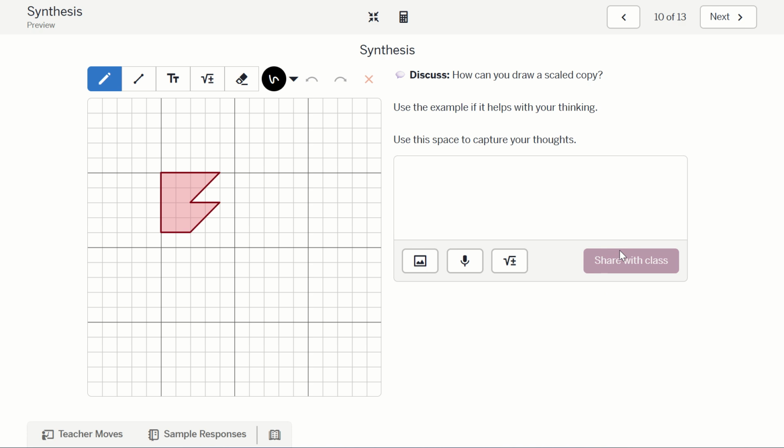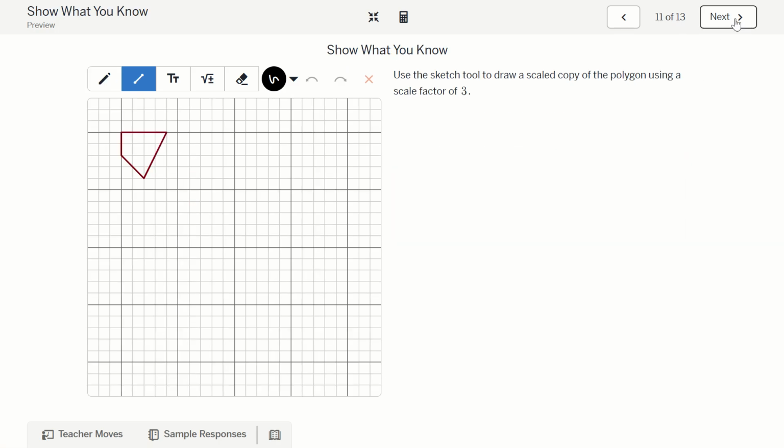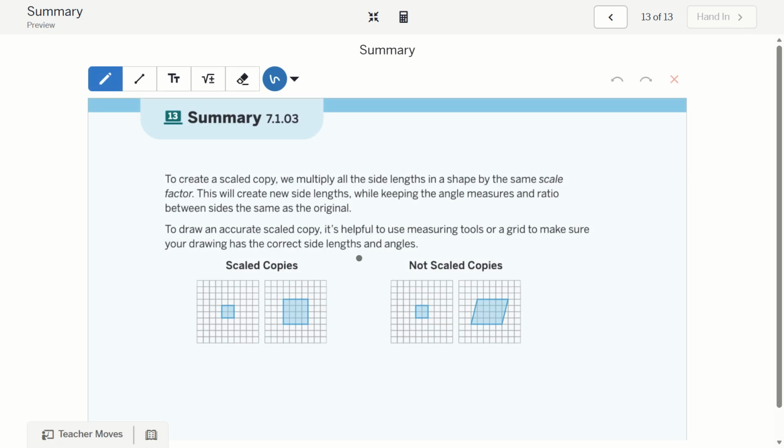And if you're watching this video because you were absent, please make sure that you are doing this on the website. While you guys are still answering, we're going to go ahead and do the summary. In summation of this lesson, to create a scaled copy, we multiply all the side lengths in a shape by the same scale factor. That means if the shape is being doubled, we multiply it all by 2. If the shape is being downscaled, we can divide by 2, or, as we learned today, instead of dividing by 2, we can multiply by what? 0.5.